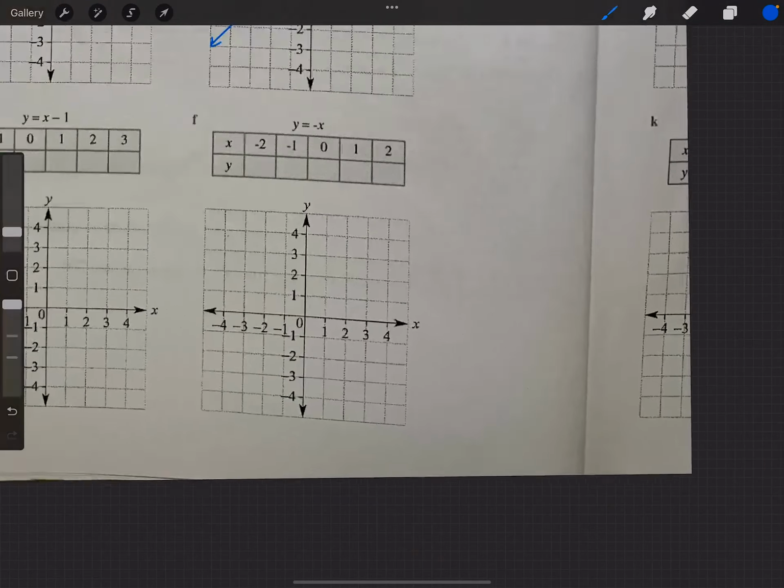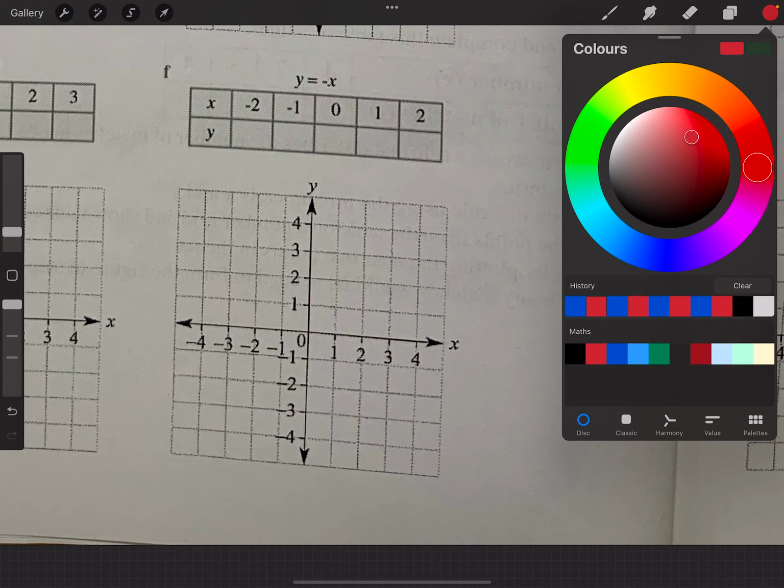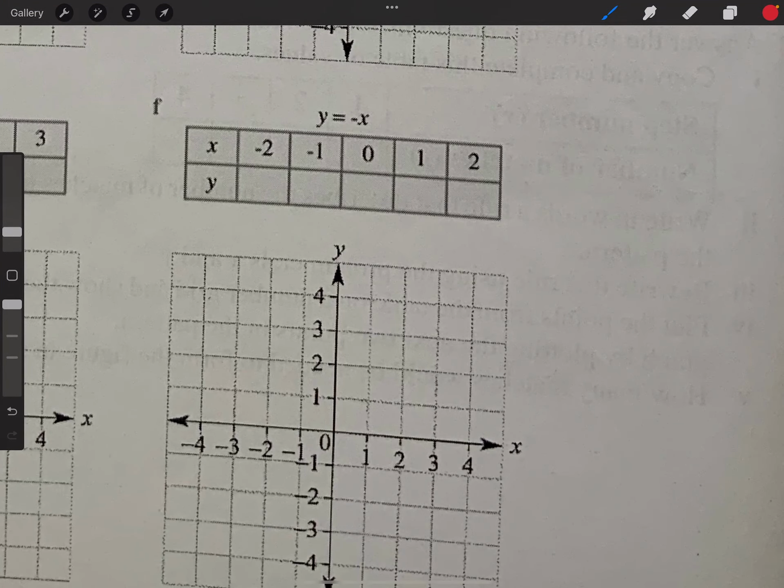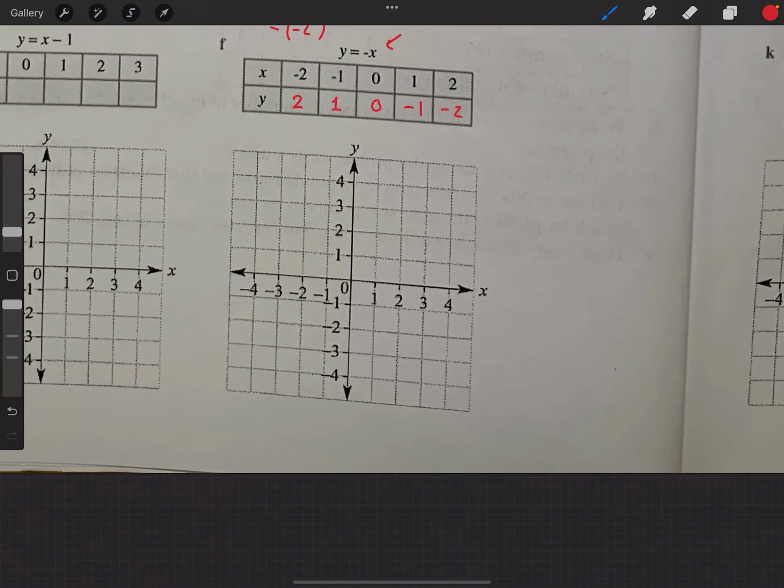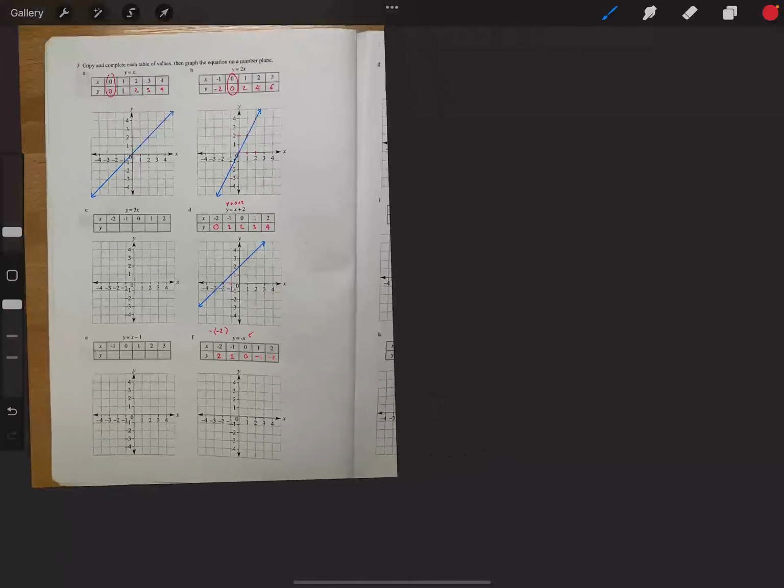Alright, let's do question F. I'm not going to graph this one, I'm just going to show you the coordinates. So y is equal to minus x. When x equals minus 2, y is equal to the negative of that number. So what's minus of minus 2? It will just be positive 2. So this will be 2. Okay, we're just reversing the signs. When x equals negative 1, y is equal to 1. X equals 0, y equals 0. X equals 1, y equals minus 1. And then minus 2. And then you can graph that one. Shouldn't be too hard. Alright, let's go on to the next page.